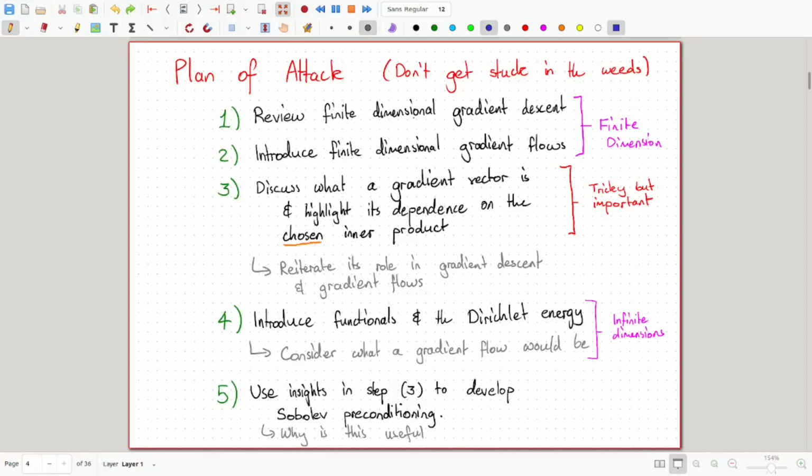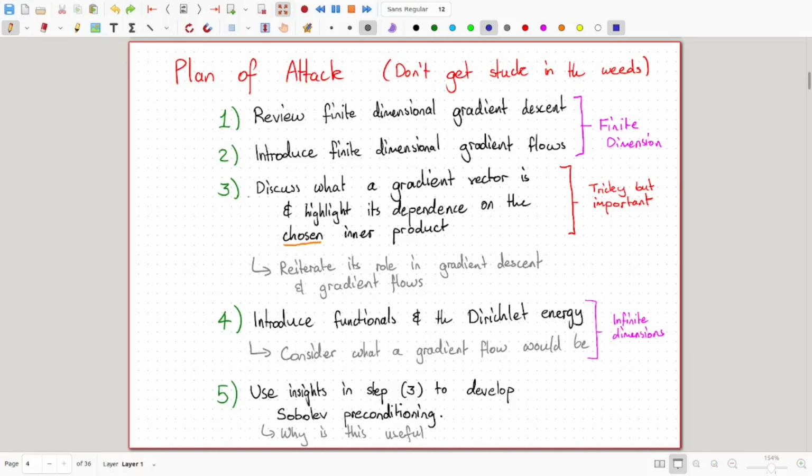So the plan of attack for this presentation, and there's quite a few computations, so this plan of attack is so that we don't get stuck in the details too much. Number 1 and number 2 here, we're going to review gradient descent, and then I'm going to introduce gradient flows. And we're going to do this in finite dimensions. So this should be quite easy, these two topics.